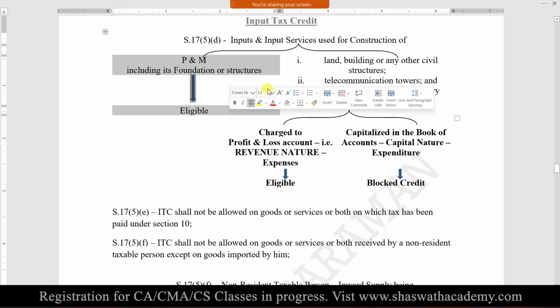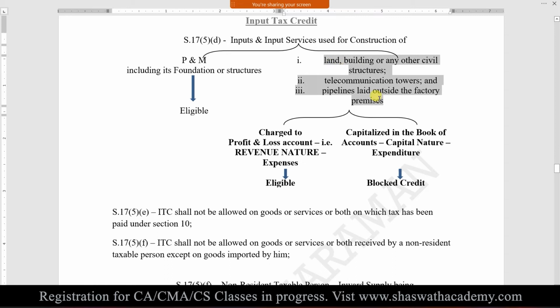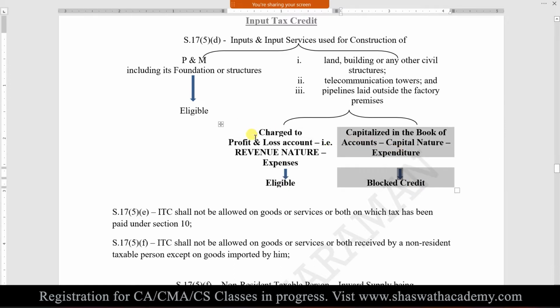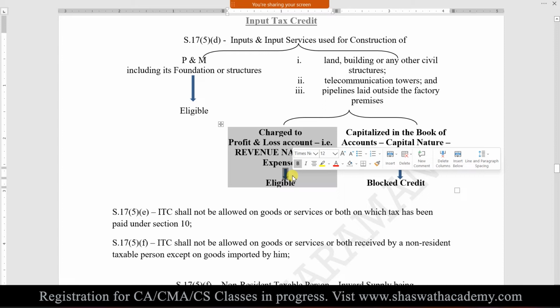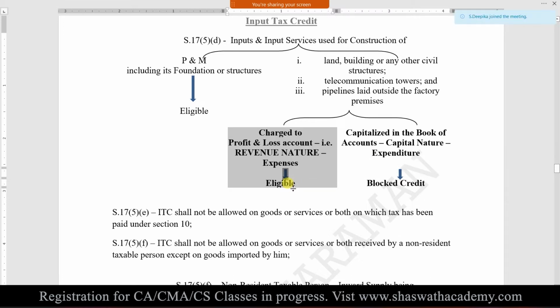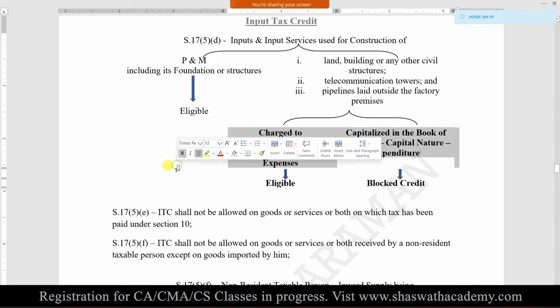Then it is eligible. If it is for other than these three, that is to say land, telecommunication tower, pipelines laid outside the factory, my dear, and is used for such construction, it is blocked because construction, we understand, has been capitalized. Other than that, my dear brothers and sisters, it is eligible. So a P and L item is again eligible. So construction is very similar to works contract. Guys, are you comfortable? Yes, sir.